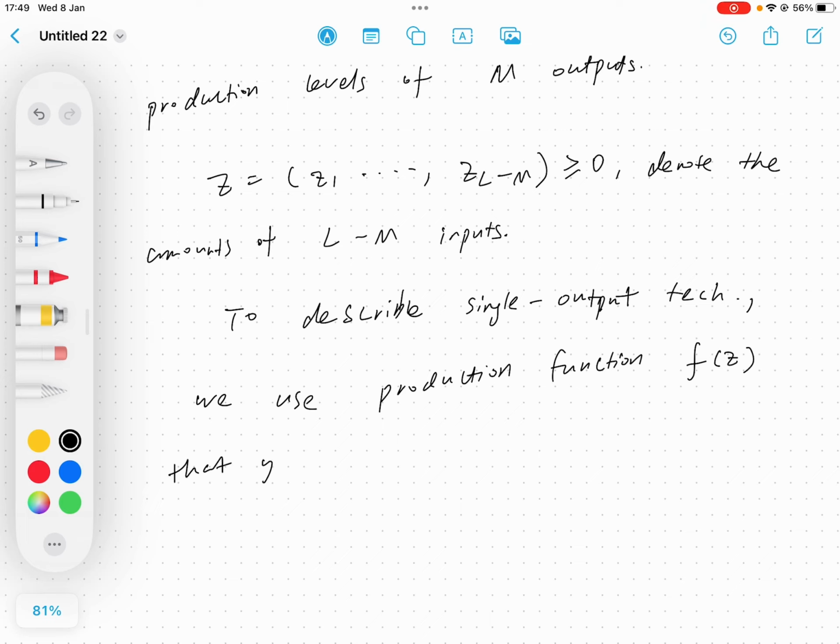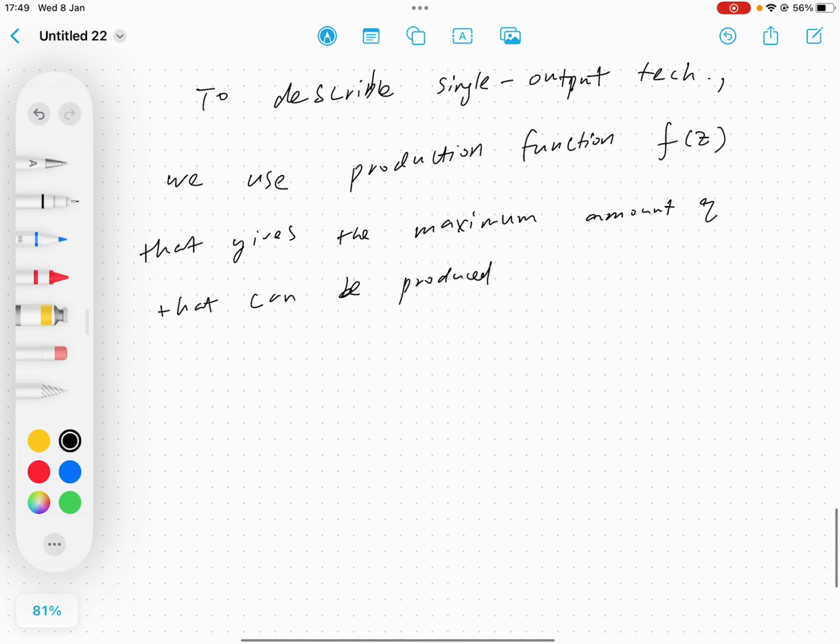And it's going to give us the maximum amount of Q that can be produced. So Q is just the ceiling, right? We cannot exceed Q, but we can produce less than the amount of Q. So it can be produced using Z1 up to ZL minus 1 inputs.